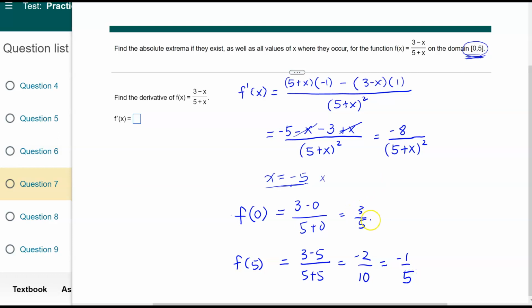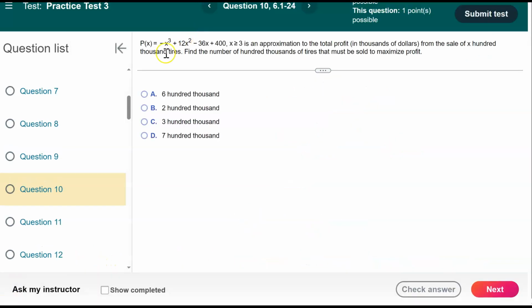So this is your maximum. That's your absolute maximum, and this is your absolute minimum. So your absolute minimum is this value, and it is located at x equals 5. The absolute maximum is 3/5, and it is located at x equals 0. Now let's move on to this next question.